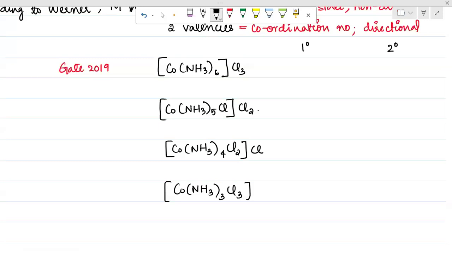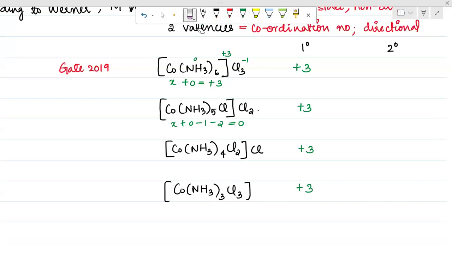Very easy. Primary valencies correspond to the oxidation state. So you know that ammonia is a neutral ligand, Cl is minus. Correct? So this is X plus 0 is equal to minus 3, sorry, is equal to plus 3. If this is minus 3, it means the complex will be plus 3. So here the oxidation state is plus 3. Here X plus 0 minus 1 and then you have minus 2 outside, that is equal to 0. This is also plus 3. Similarly, you can calculate the primary valencies of all the complexes written over here, which are plus 3.